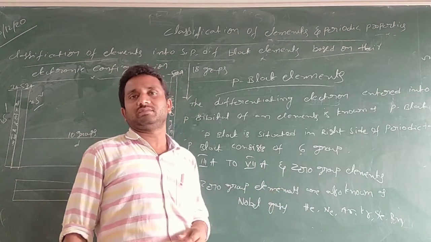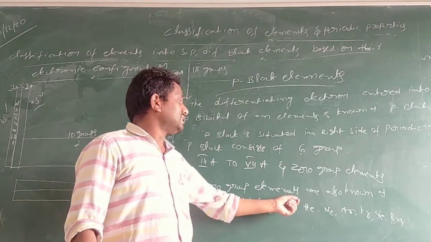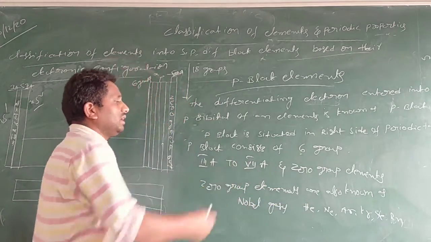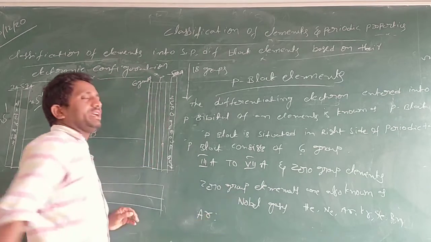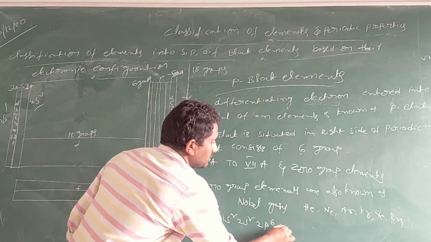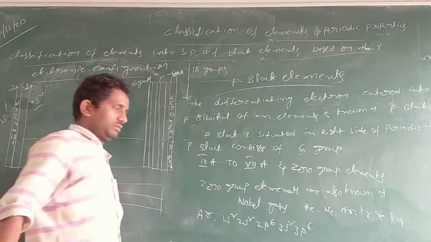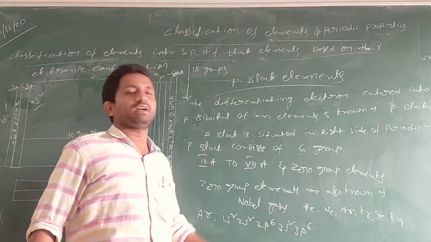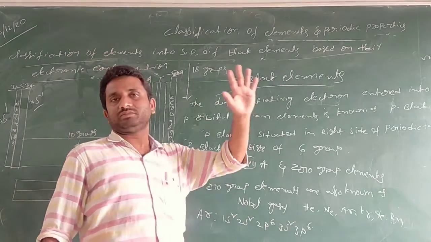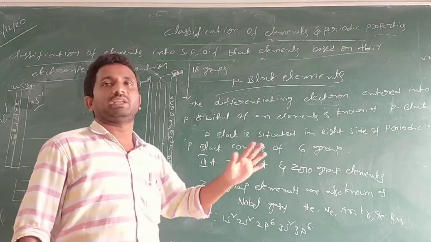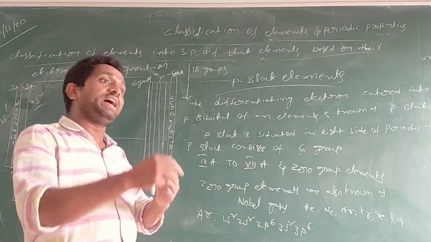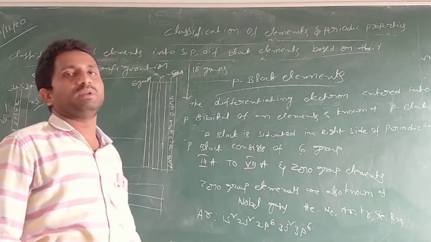These are noble gases. Why are these elements known as noble gases? For example, argon. What is the electronic configuration of argon? 1s2, 2s2, 2p6, 3s2, 3p6. This is the electronic configuration of argon. So all shells, the first shell, second shell and third shell, are completely filled with electrons. So there is no facility to react with other elements in the case of noble gases.